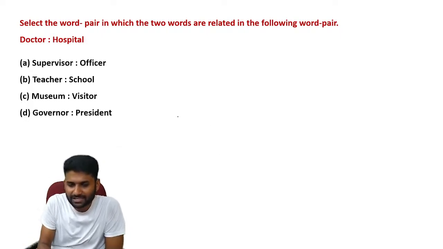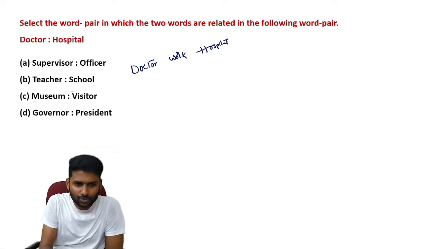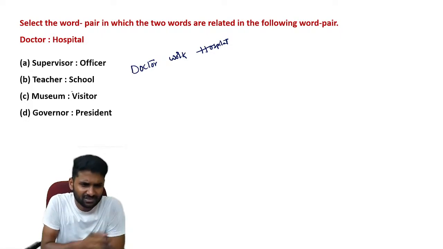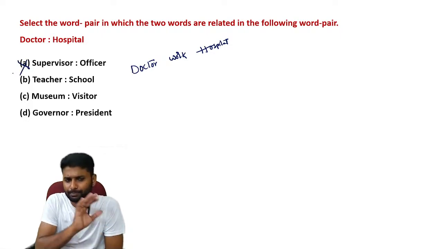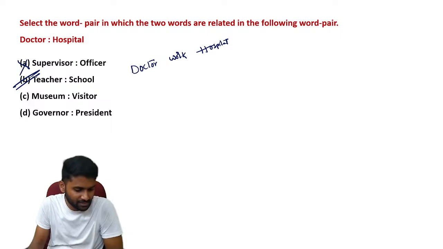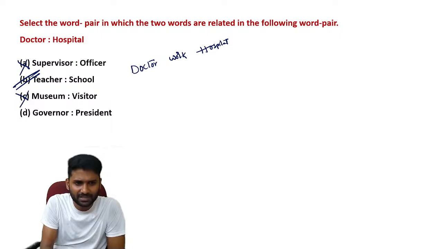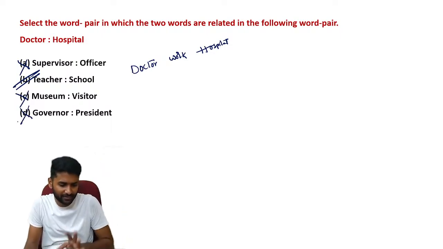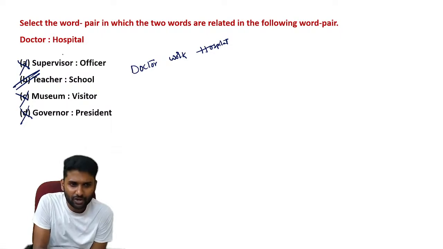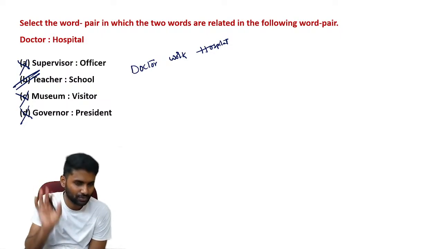So here the relation, guys: a doctor works in a hospital. That is the relation you should identify. So what is the suitable relation? Supervisor, officer: they are talking about persons, not about person and place. Teacher definitely works in the school. Yes, it suits our answer. Museum, visitor: a visitor does not live in the museum, so C is eliminated. And governor and president are both different people. That's why the relation for doctor and hospital is teacher and school. A doctor works in a hospital, a teacher works in a school.